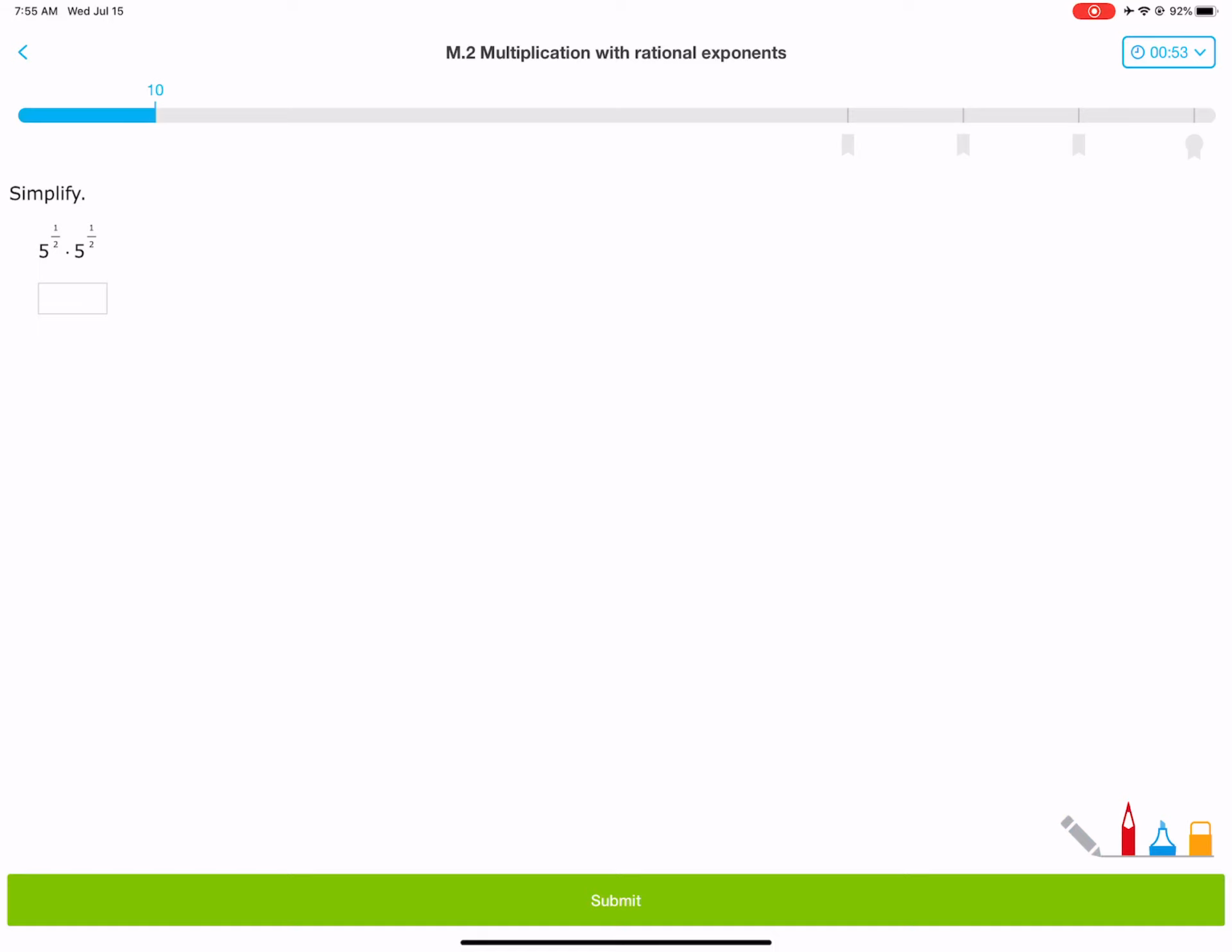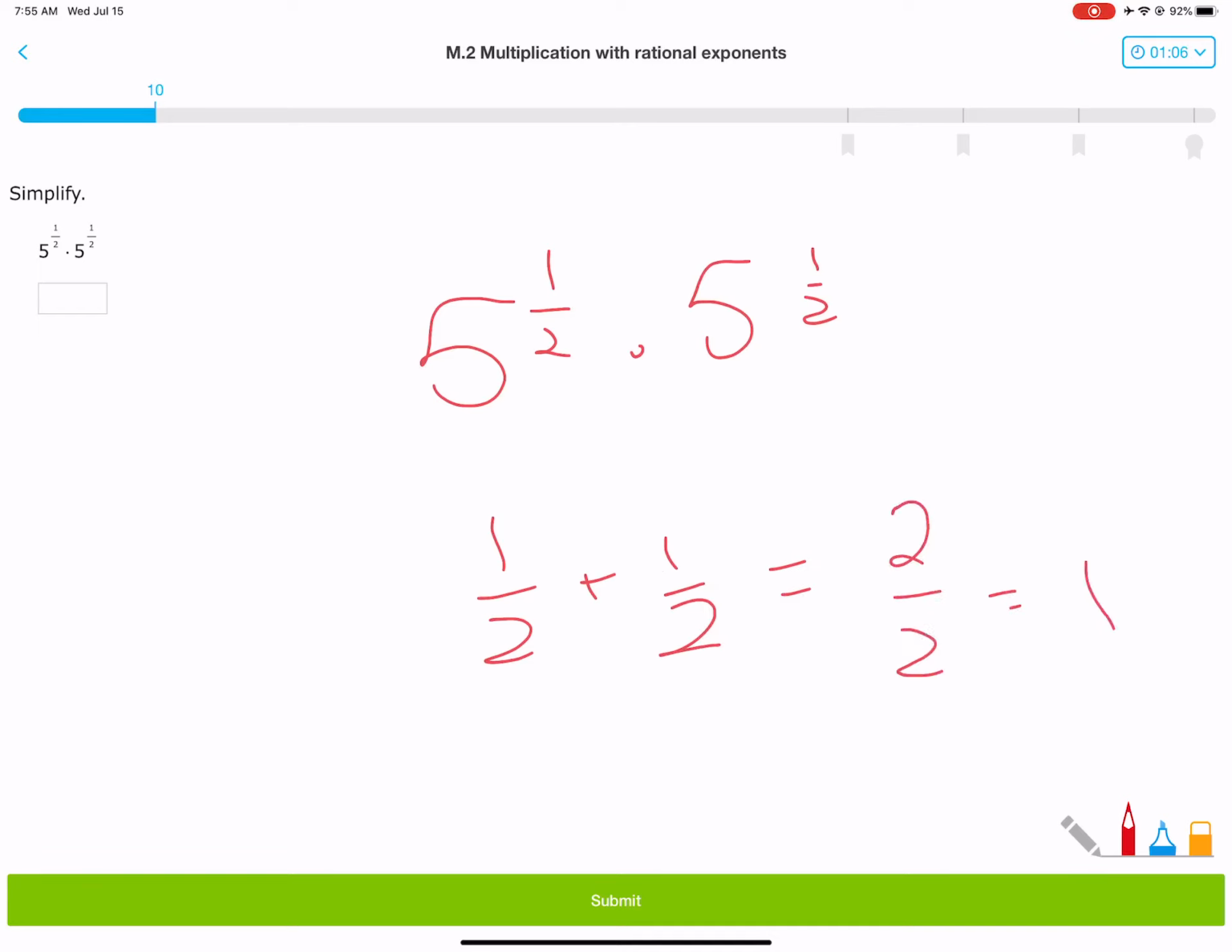For this one, we got 5 to the 1/2 times 5 to the 1/2. We're going to add 1/2 plus 1/2, and that gives us 2/2, which is equal to 1. So our answer is 5 to the 1st power. 5 to the 1st power is the same thing as 5.